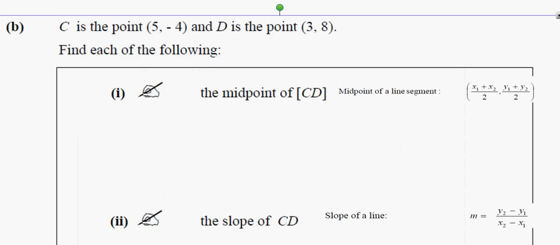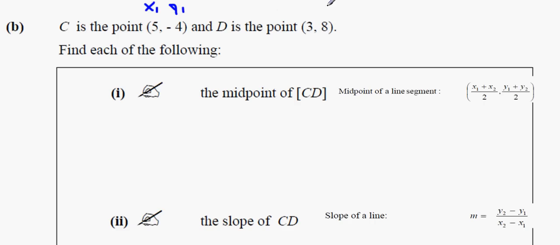Now, we're asked to find the midpoint of CD. C is the point 5, minus 4 and D is the point 3, 8. What we need to do is find x1 and y1. So let's call this one x1, and the second one must be y1, this must be x2, and the next part must be y2. We're asked for the midpoint, so we're going to use the midpoint formula. Here's the midpoint formula here.